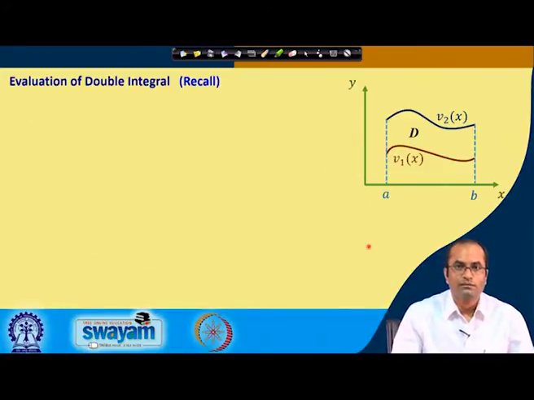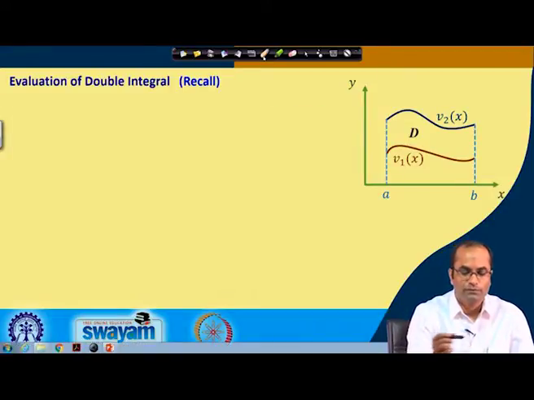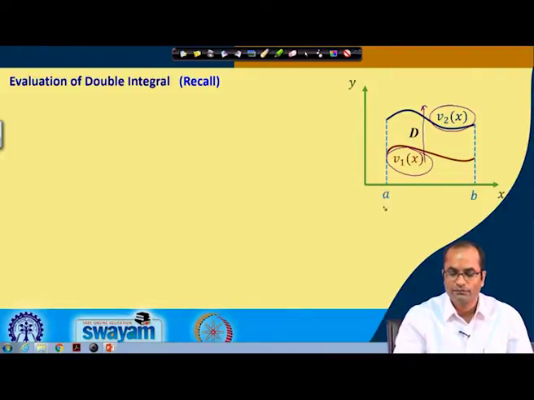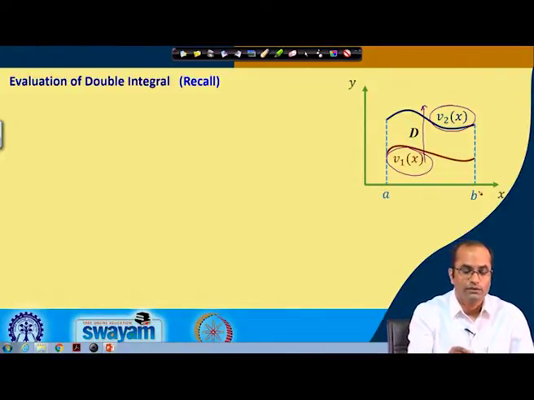We have also seen some other domains. For example, this domain is bounded by the functions v1 and v2 in the direction of y, and in the direction of x we have these constant limits from x equal to a to x equal to b. So in this situation it is convenient, or easier, to integrate first in the direction of y, and the limit of y will be from v1(x) to v2(x), and then for the limit of x we will have a to b.